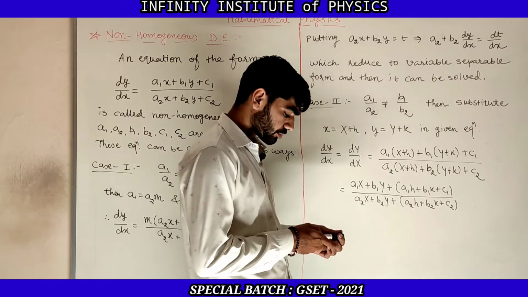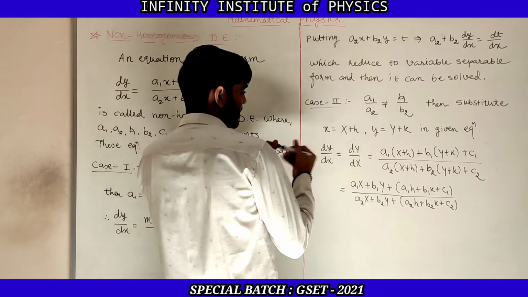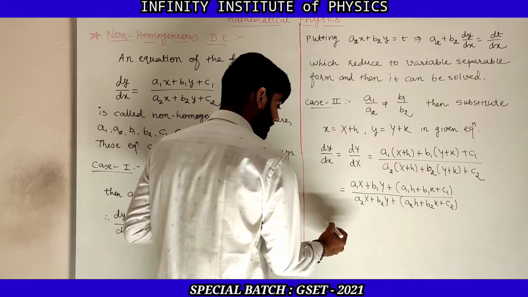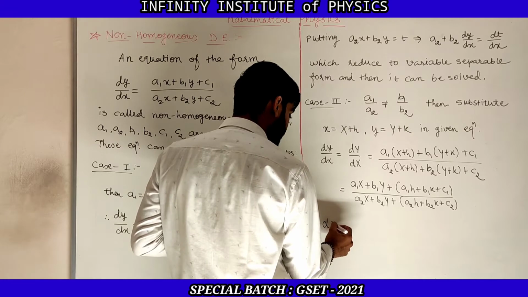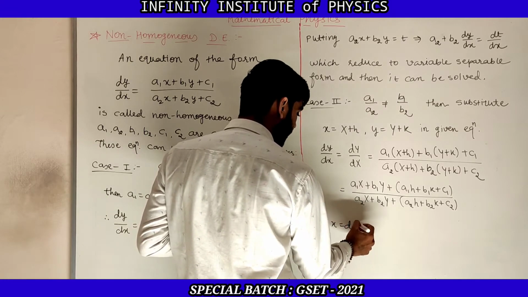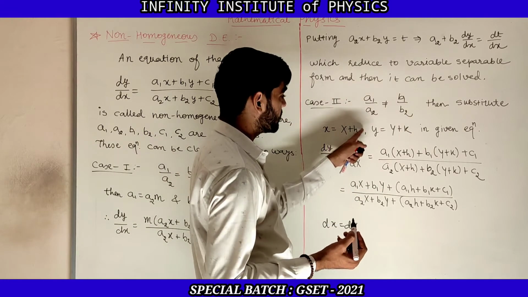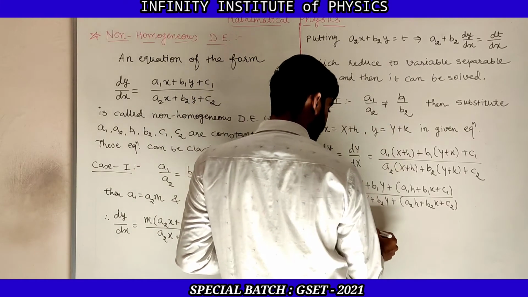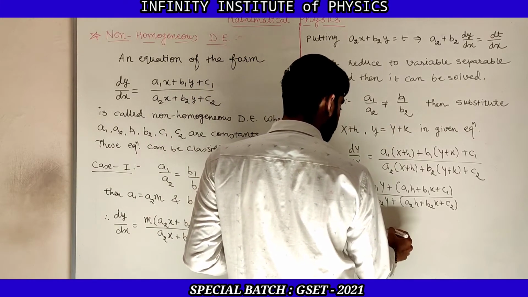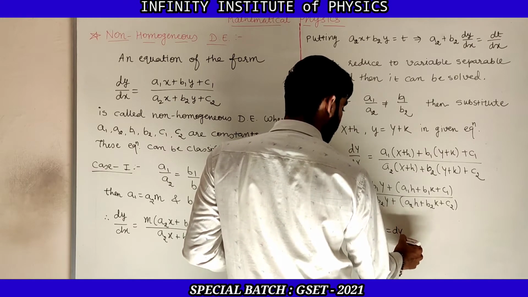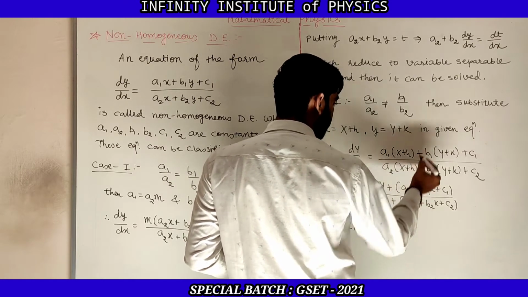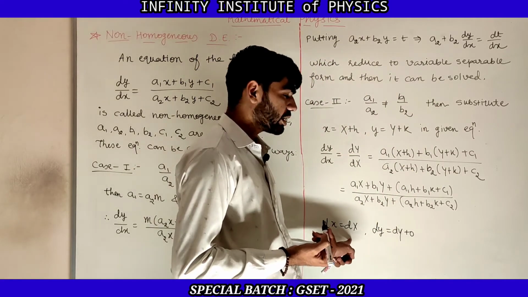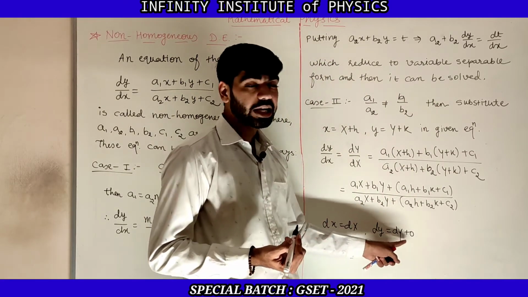But now here you can see that small x is equal to capital X plus h. So if we take the differentiation on both sides, then dx is equal to dX, because the differentiation of h is 0. Similarly, in the second equation, if we take the differentiation, then dy is equal to dY plus 0, because k is a constant and its differentiation is 0. So dx is equal to dX, dy is equal to dY.